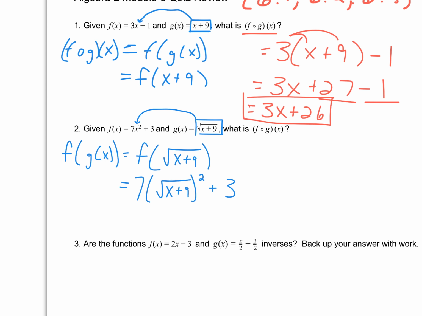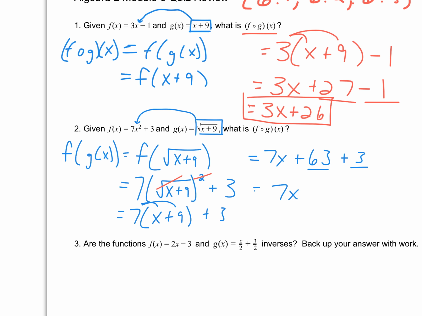From there, the square and the square root cancel out. 7 times the quantity x plus 9 plus 3. I'll distribute the 7x plus 63 plus 3, combine like terms, and you get 7x plus 66.